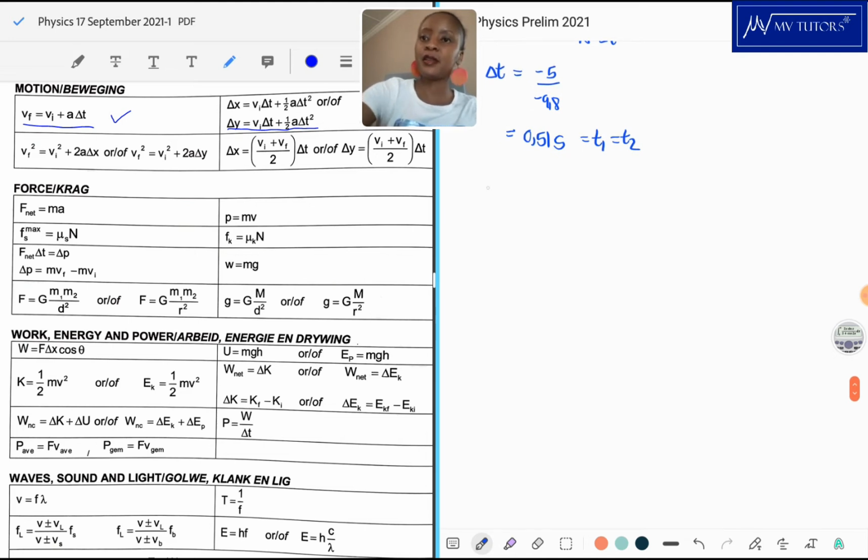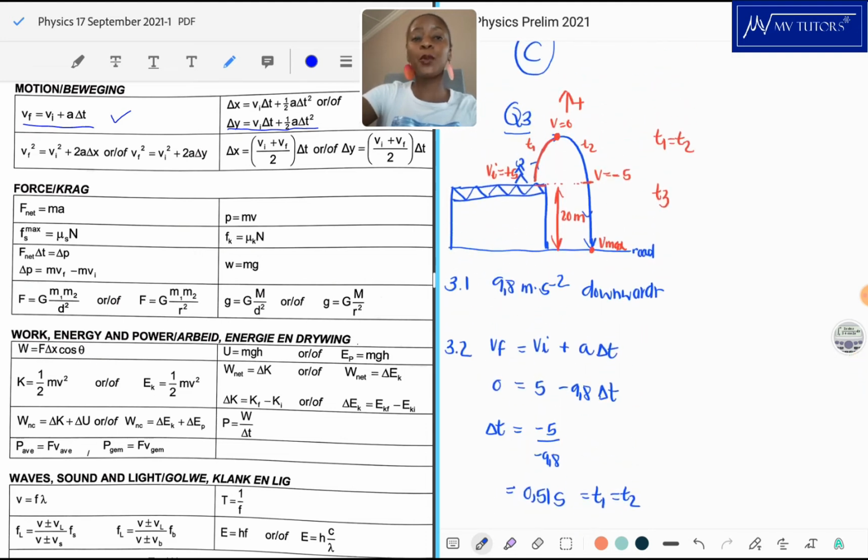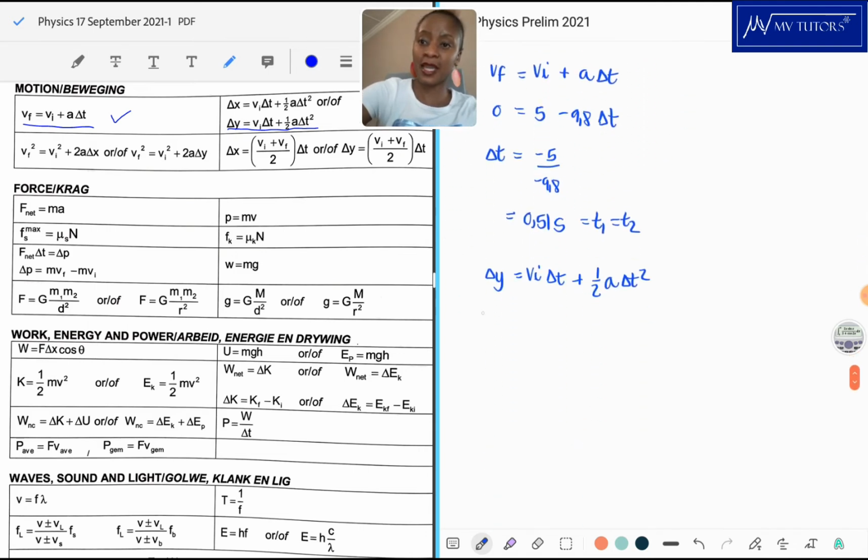So we have delta y is equal to initial velocity times delta t plus half a delta t squared. And actually this delta t is going to be my t3. Because we chose upwards as positive, this ball is now moving in a downwards direction. So from the top of the bridge to the road, it's actually going to be negative 20. And our initial velocity will be negative 5. I'm just going to put in t3.